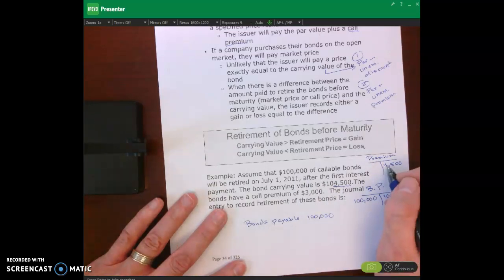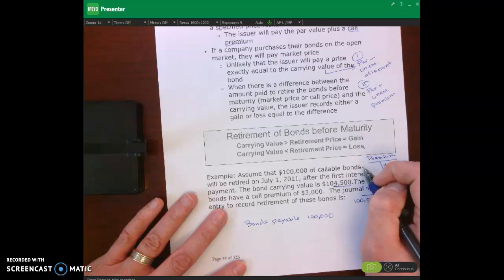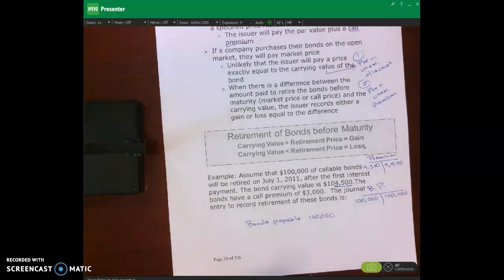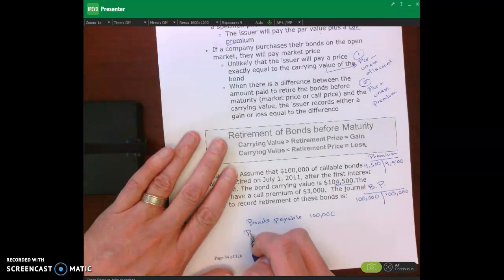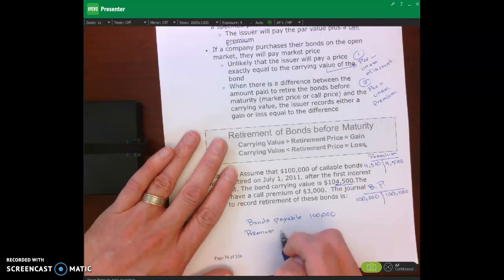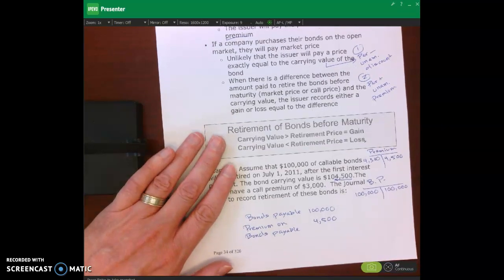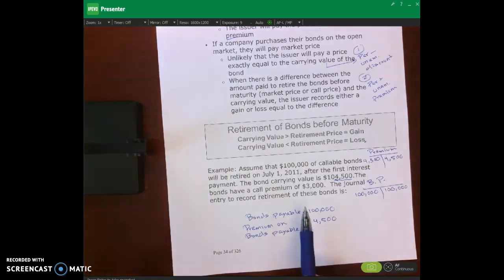So if I want to zero out the premium on bonds payable, the normal balance is a credit, how do I do that in terms of debits and credits? I'm going to debit it, because if I put $4,500 in the debit column, now my balance in my premium is zero. So I'll debit my premium on bonds payable, $4,500.